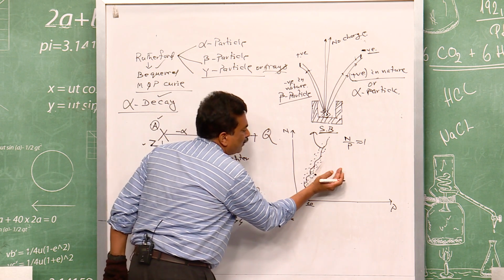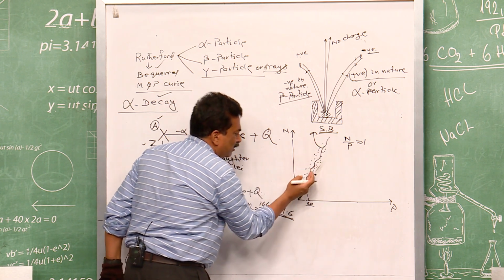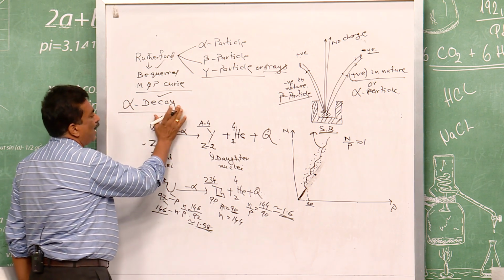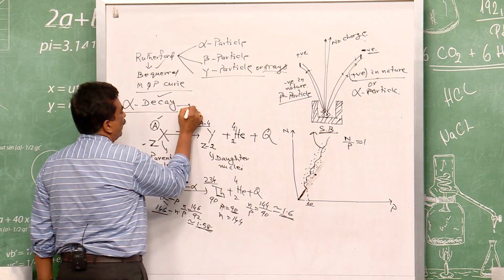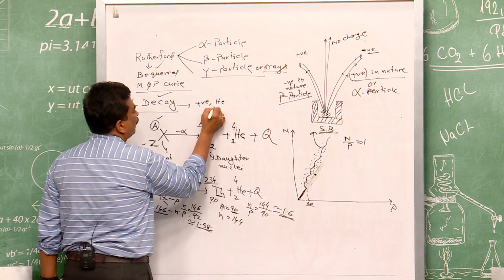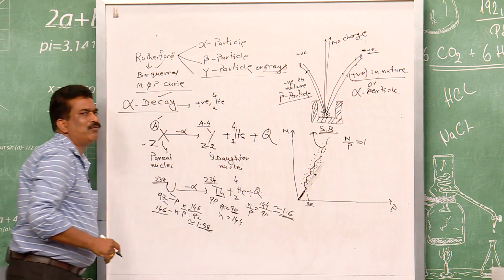Therefore, such an alpha ray happens to the right of the stability belt. So this is the nature of the alpha particle, and this alpha particle is positive in nature, like helium with 2 charge and 4 mass.